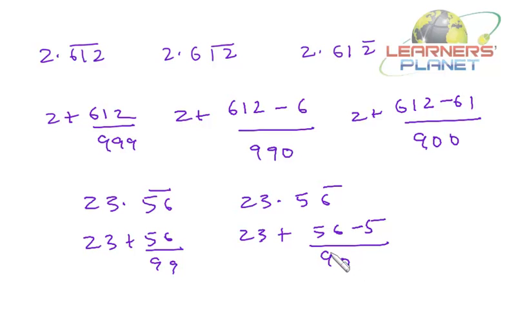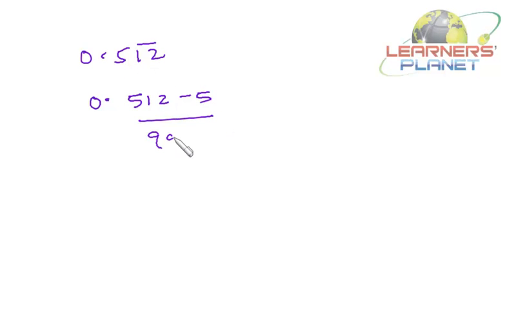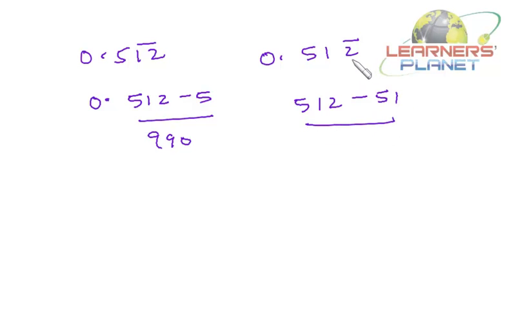Okay, I can take one more example. Just a moment. Suppose I am having 0.512 bar. So it will be 512 by 999. If it is 0.512 with bar on 12, it will be 512 minus 5 upon 990. If it is 0.512 with bar on 2 only, then I'll be having 512 minus 51 over 9 for this 2 and 2 zeros for 51. So it's 900. Okay. If you can memorize the concept, it will be really very easy and useful for you to do this sort of question in your entrance examinations. Okay friends, I hope you are clear with the concept.